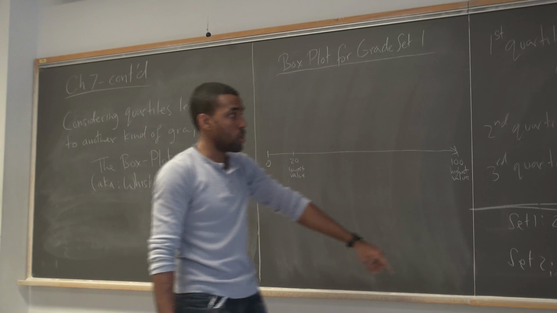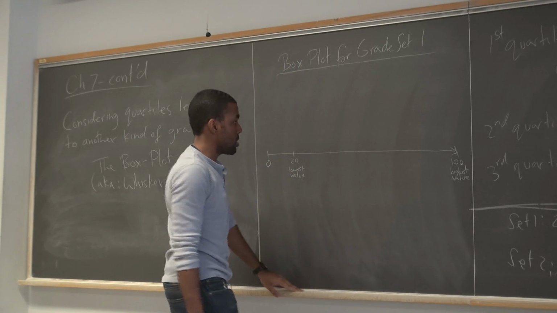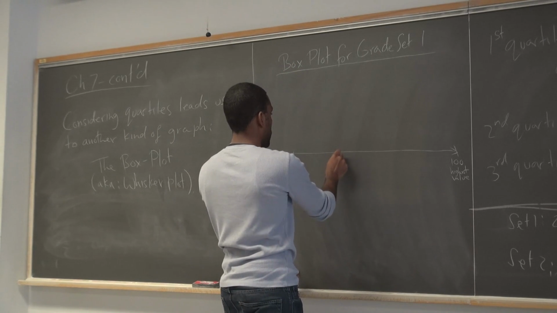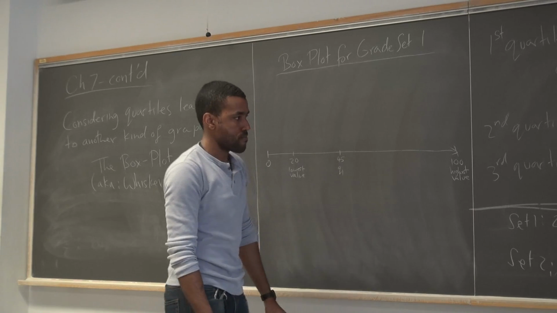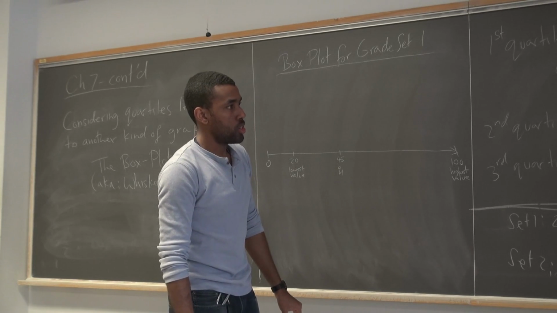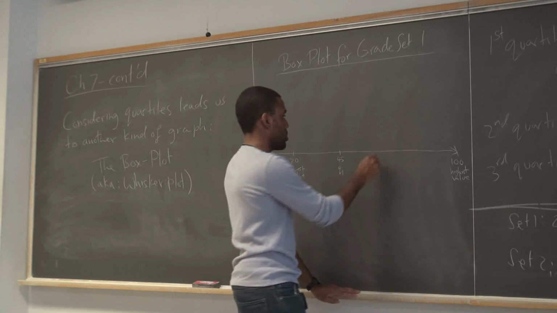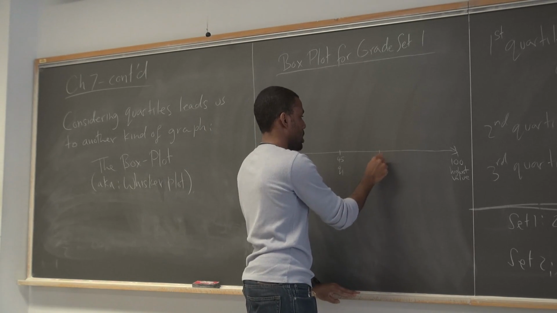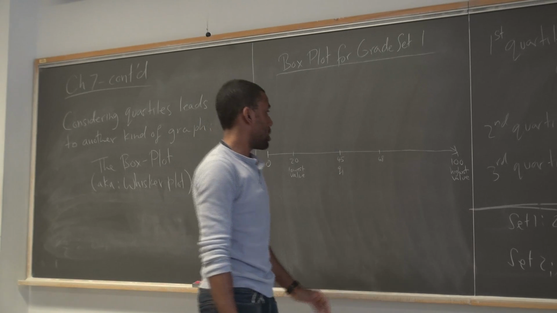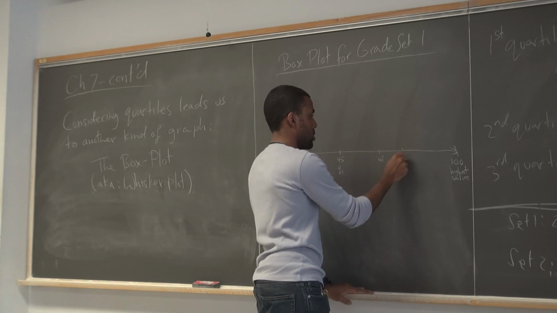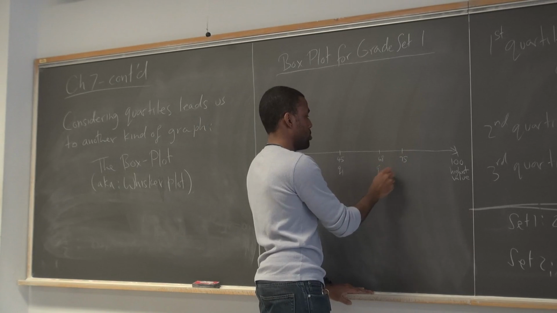So let's look at data set 1. Our Q1 was actually 45, so almost halfway. 45, that's Q1. Our Q2 was at 68, so a little more than halfway, 68. Our Q3 was 75. So this is Q2, this is Q3.